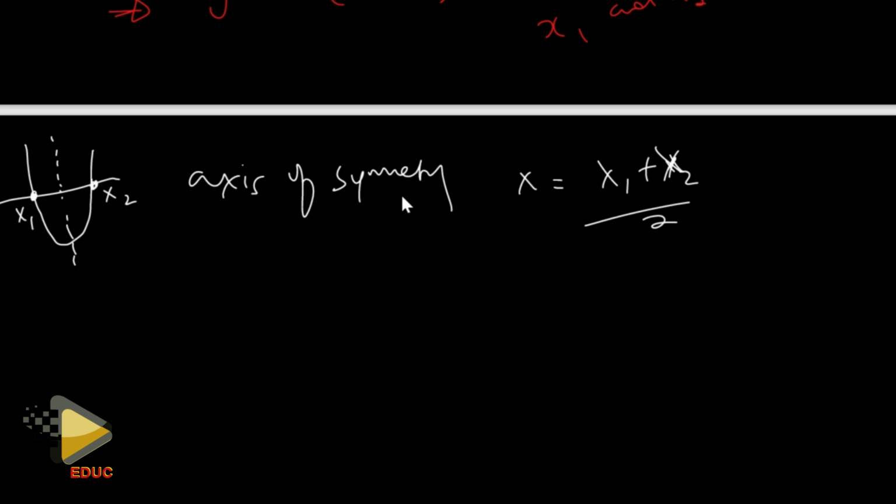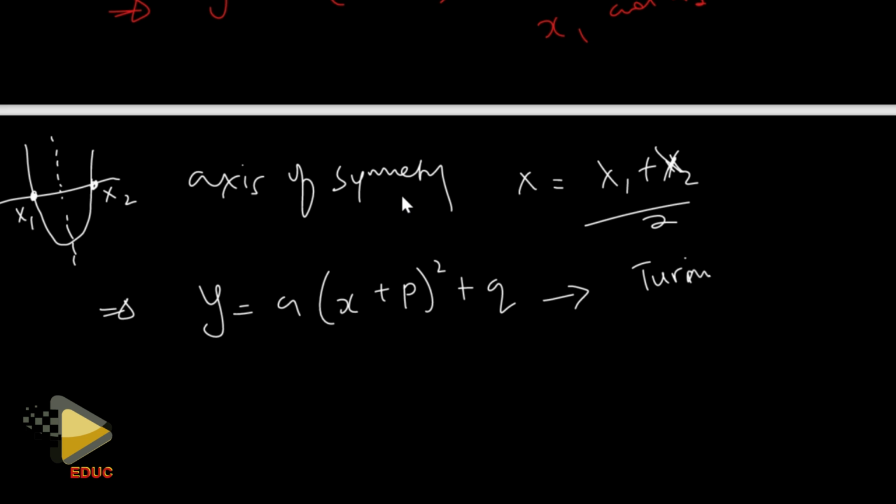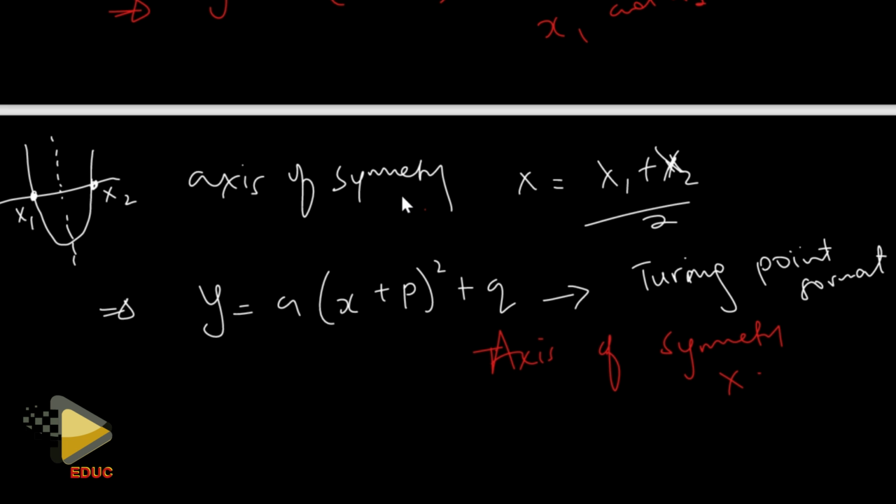And then the last format for the parabola is y is equal to a into x plus p squared, and then plus q. These signs can always change to plus or minus. So this is known as the turning point format. They will give you the turning points already from the graph themselves. So if we ask for the axis of symmetry, x must be the value of p here.